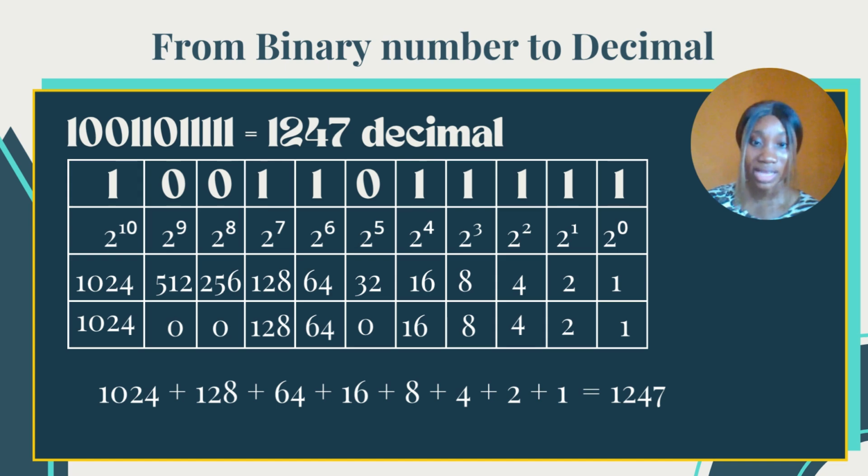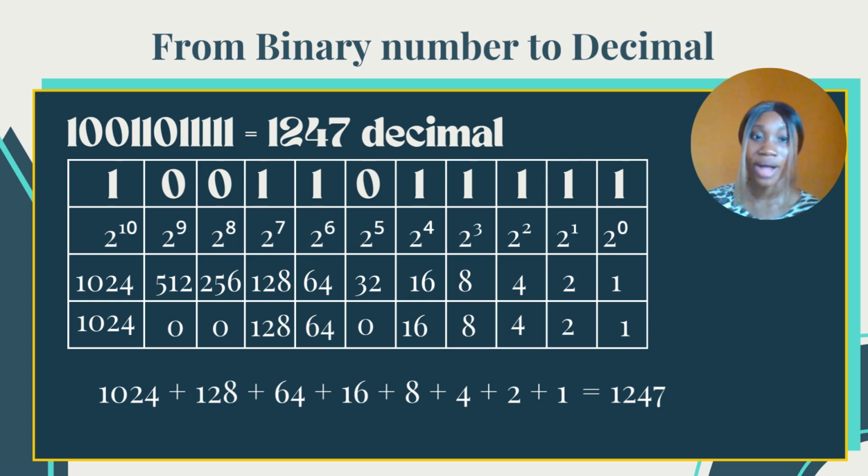2 raised to power 6 is 64. 2 raised to power 5 is 32. 2 raised to power 4 is 16. 2 raised to power 3, 8. 2 raised to power 2, 4. 2 raised to power 1 is 2. And 2 raised to power 0 is perfect 1, because any number raised to power 0 is 1.